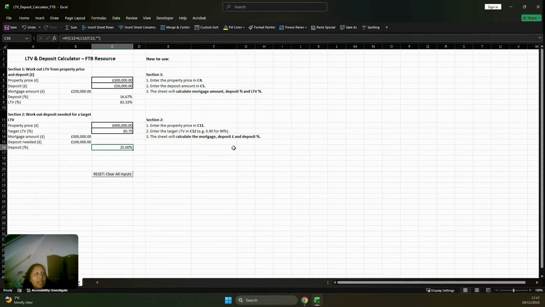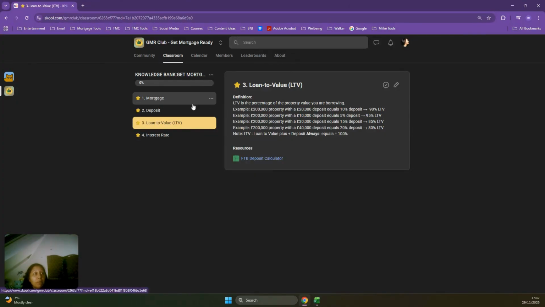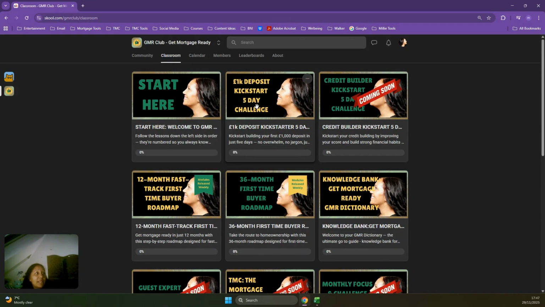So this is the calculator, and it's all in the Get Mortgage Ready Club. And there's loads more stuff in here, like I mentioned before. There's the deposit kickstart, there's the 12-month fast track, and then there's also the 36-month fast track. And we were just looking in the knowledge bank.